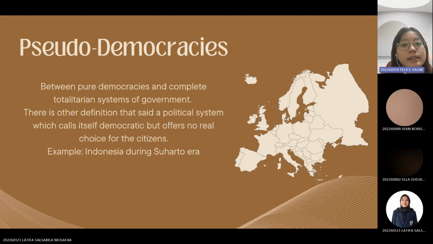Okay. Then there is the democracy called pseudo democracies. This form lies between pure democracies and complete totalitarian systems of government. There is another definition that says it is a political system which calls itself democratic but offers no real choice for the citizens. For example, Indonesia during our former president Suharto era.